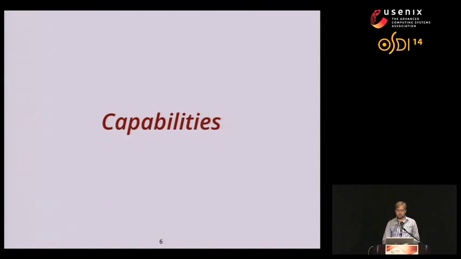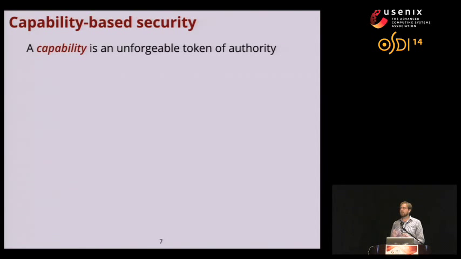So first up, capabilities. As you're probably familiar with, a capability is an unforgeable token of authority. You can think of this as something like a car key, where just possessing it gives you the ability to, say, open the car door and actually drive off with the car.